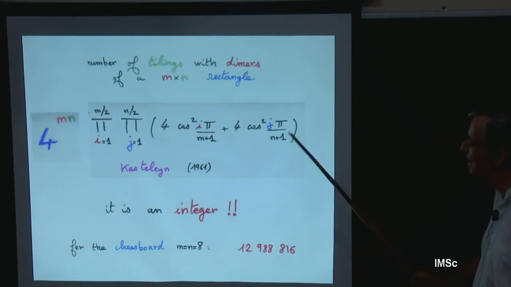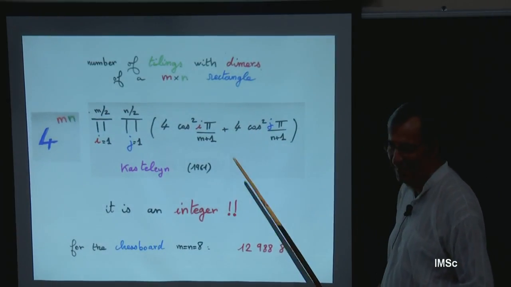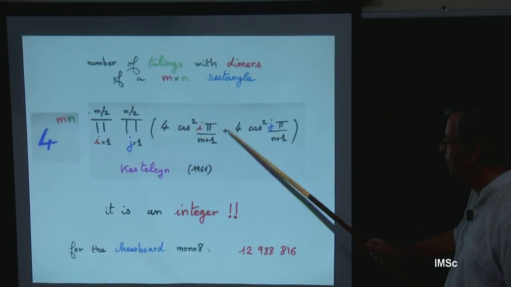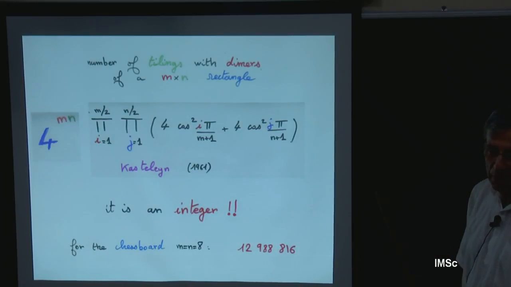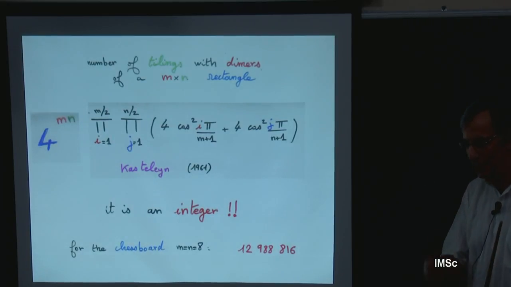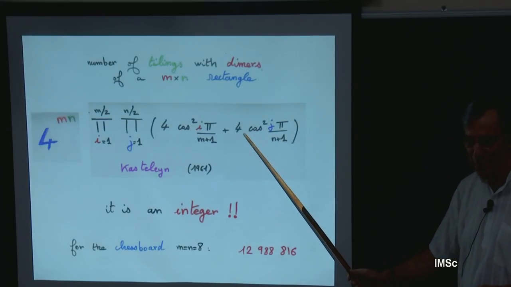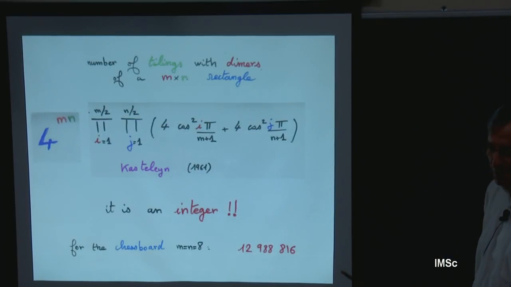I claim the number of tilings with dimers of an m by n rectangle is 4 to the power mn multiplied by all these cosine squares. This was found by Kasteleyn, a physicist, in 61. This was related to the Ising model. And as you can check, this is an integer. In the case of the chessboard, this gives you the 12 million something.